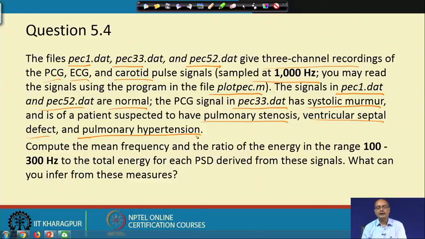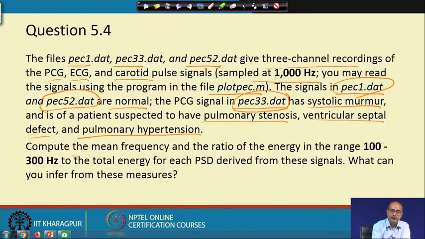Okay. If you recall, we have gone through these phonocardiogram signals earlier in the experiment, and here our job is to appreciate how PSD can help to differentiate this abnormal signal PCG 33 from the other two, that is PCG 52 and PCG 1. And how we can do that?